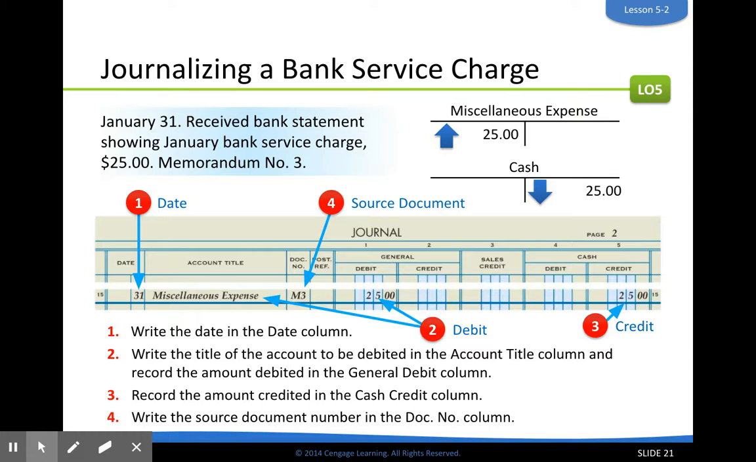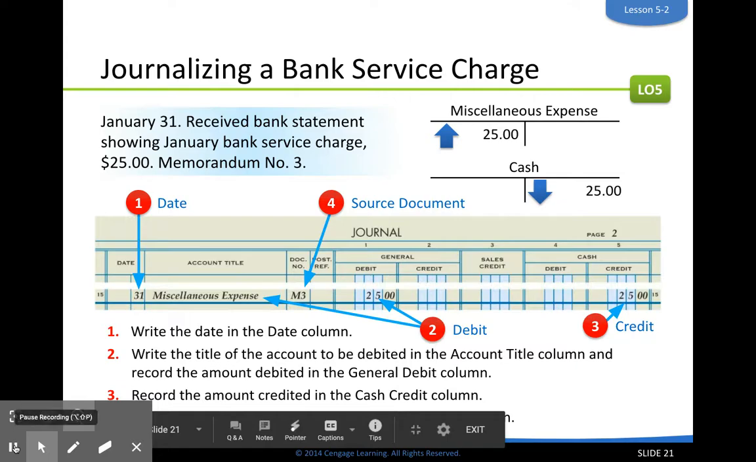So it's important to know that we need to write a service charge in 2 different places, the check stub as well as do the journal entry. So that is section 5-2.